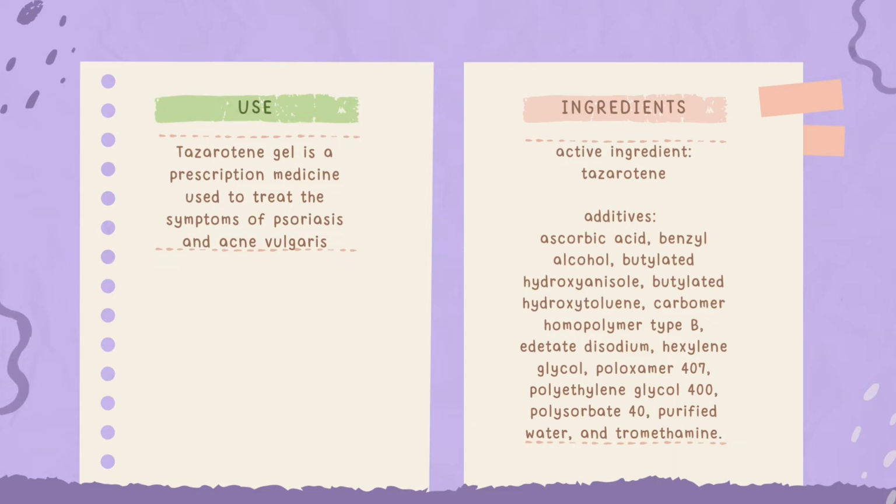The ingredients of Tazarotene gel are Tazarotene as the active ingredient, and ascorbic acid, benzyl alcohol, butylated hydroxyanisole, butylated hydroxytoluene, carbomer homopolymer type B, disodium edetate, hexylene glycol, poloxamer 407, polyethylene glycol 400, polysorbate 40, purified water, and tromethamine as the additives.